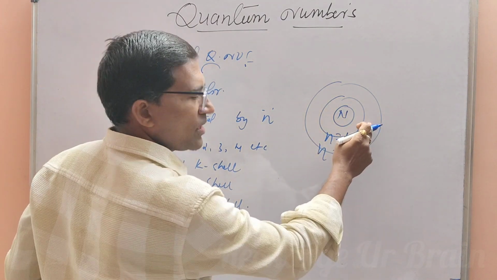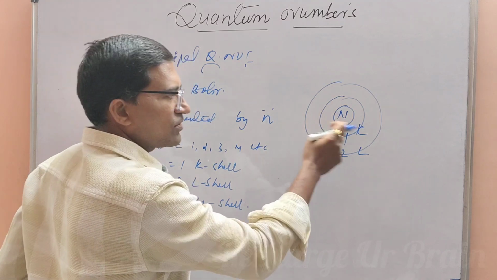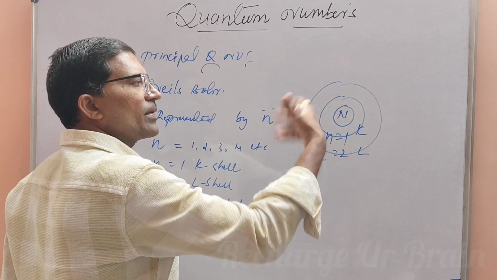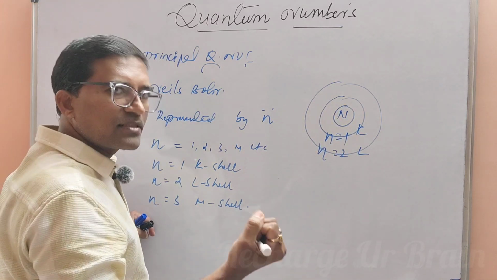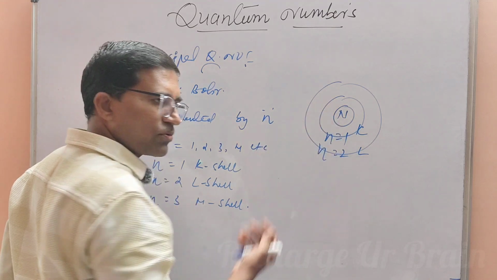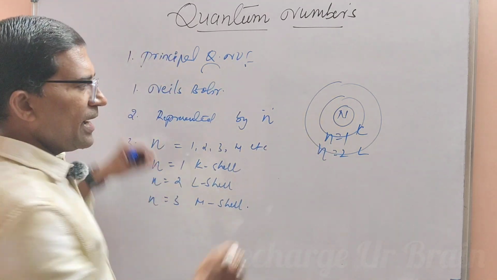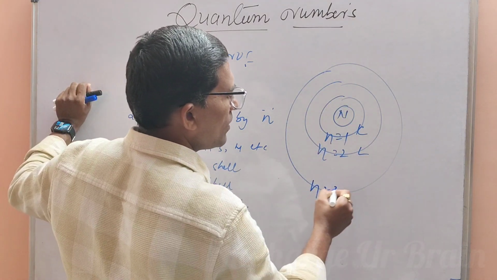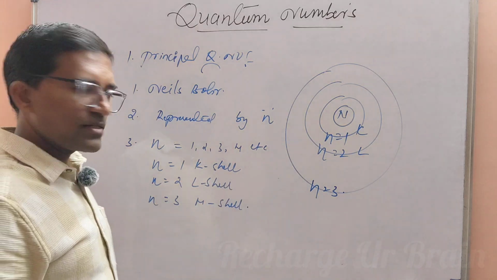For N is equal to 1, the K shell, the orbit is very close to the nucleus. When the electron revolves around the nucleus in this shell, its energy is lower because it is very close to the nucleus, with more attractive force. So as the N value increases, the size and energy of the shell, orbit, or energy level also increase.